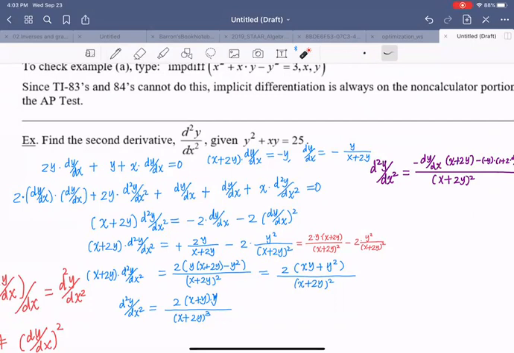Yeah, as long as you can do this question correctly, you shouldn't have any trouble for the test.